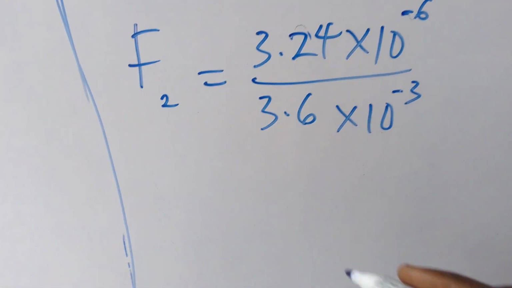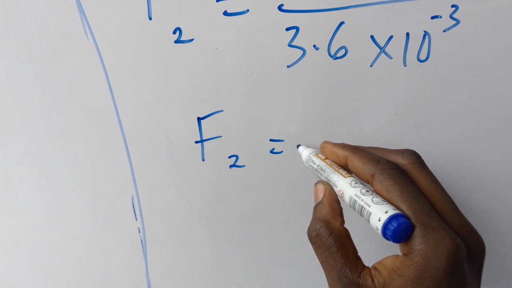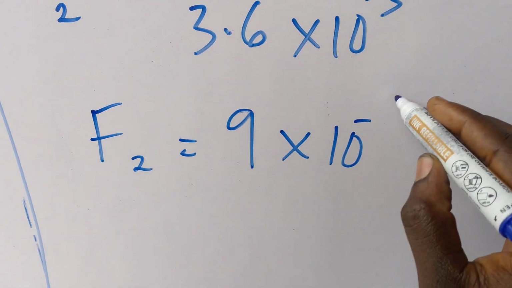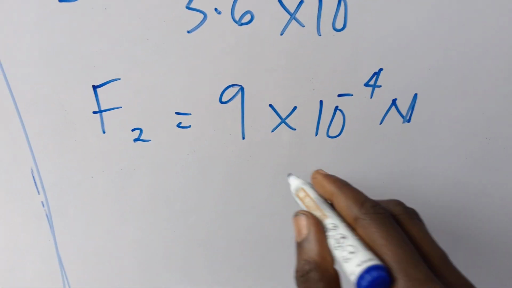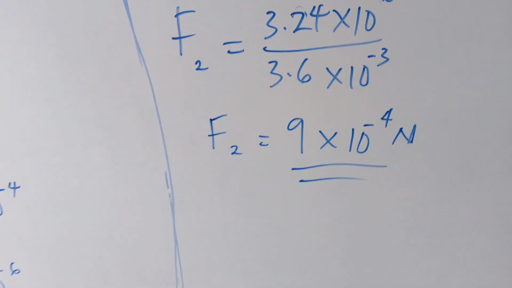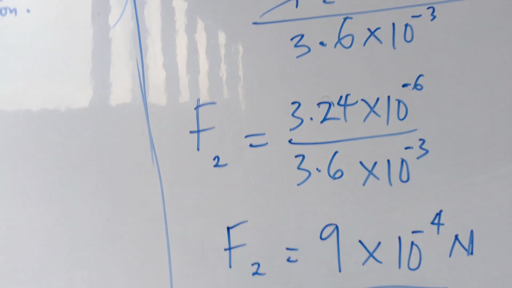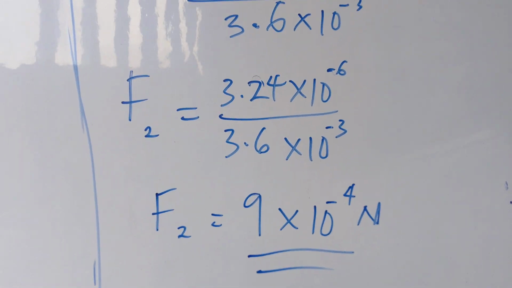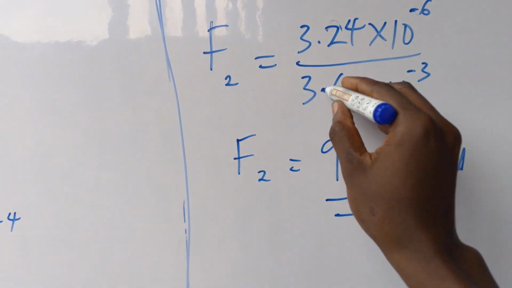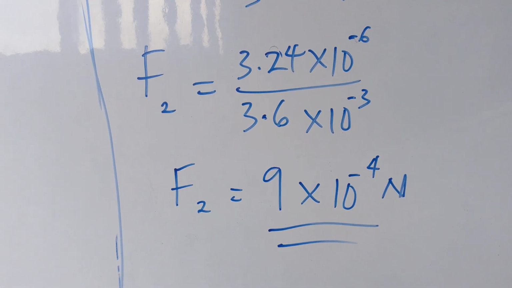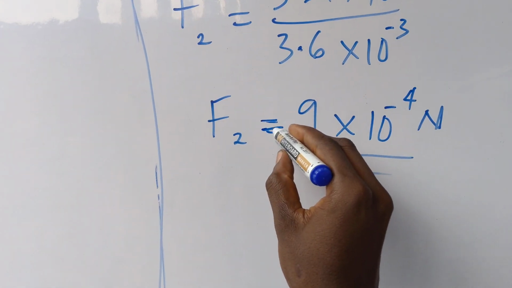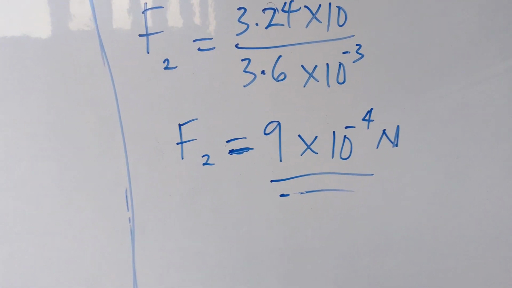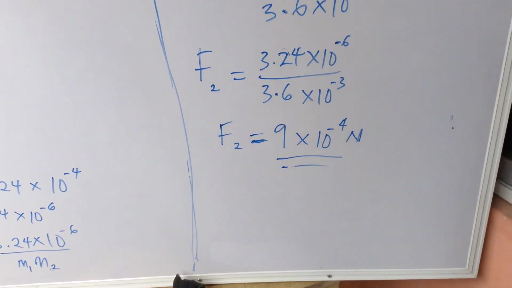So if I divide it now, I'll be having that F2 is equal to 9 exponent minus 4 in newtons. This is the value of the force. When I divide 3.24 exponent minus 6 by 3.6 exponent minus 3, I'll have 9 exponent minus 4 as my force. So that's the second force.